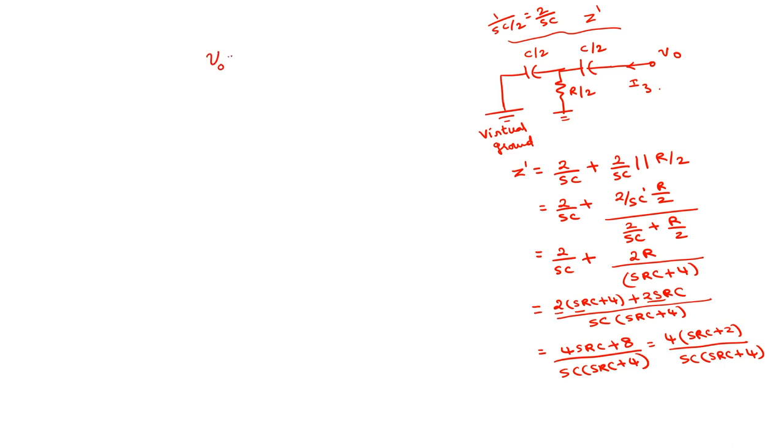What is V0? V0 is equal to Z dash into I3. Implies what is I3? Is equal to V0 divided by Z dash. Implies I3 is equal to, Z dash is in the denominator, so we have to take this in the reverse order. SC into SRC plus 4 divided by 4 times SRC plus 2 times V0. This is I3. You can call this as equation 2.